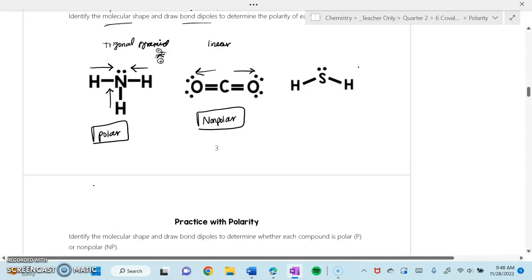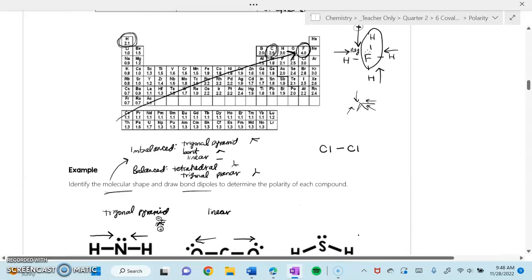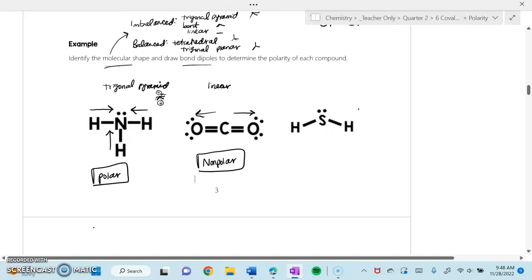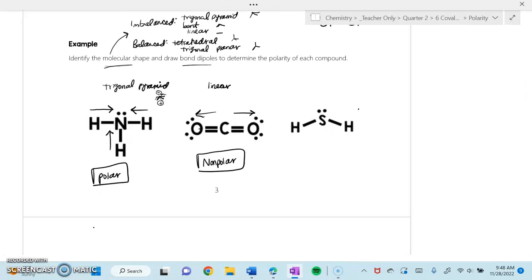And our last one, hydrogen and sulfur, we've got 2.1 and 2.5. That is a 0.4 difference. So these do not have bond dipoles. It's equally sharing, even though its shape is bent, which typically lends itself to imbalance. Because there are no bond dipoles, it's sharing equally, making it a nonpolar compound.